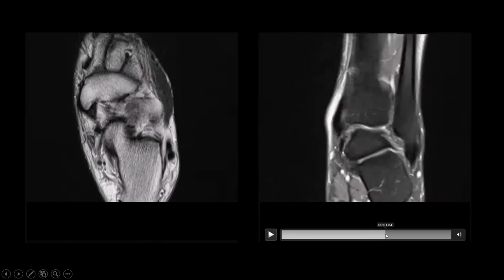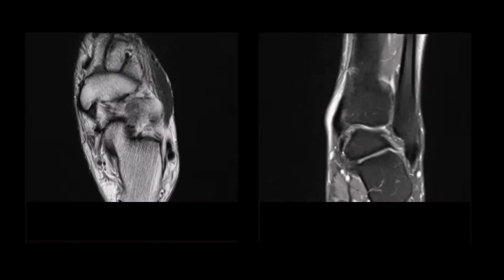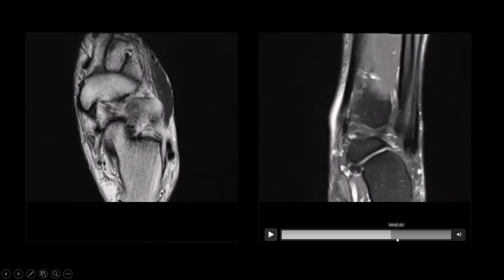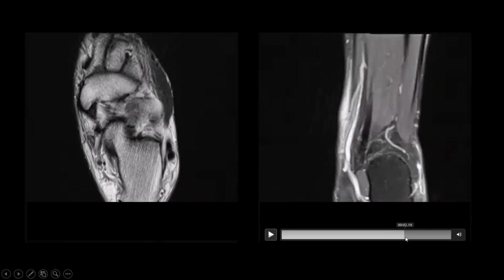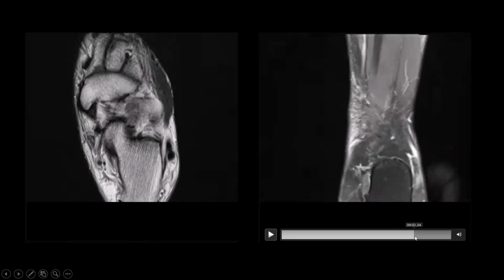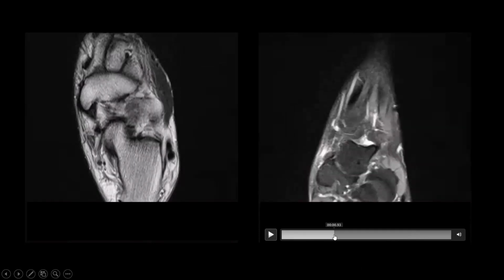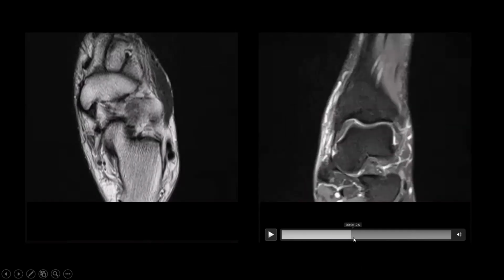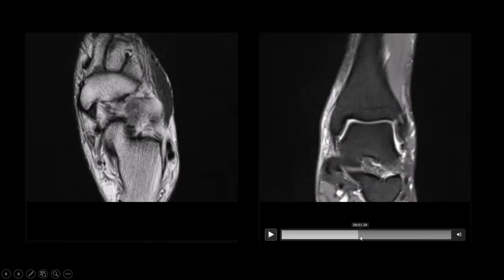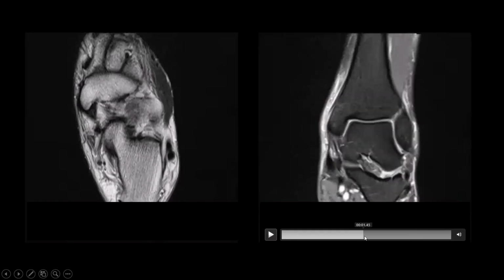calcaneofibular ligament. And as we go posteriorly, we can see this posterior talofibular ligament, which shows anisotropy, and it often looks hyperintense. So don't misinterpret it as sprain or tear, because posterior talofibular ligament is very rarely torn, and it will be torn only if anterior talofibular ligament is also involved. So in isolation, you won't find sprain or tear of posterior talofibular ligament. So hyper signal intensity in it is normal.